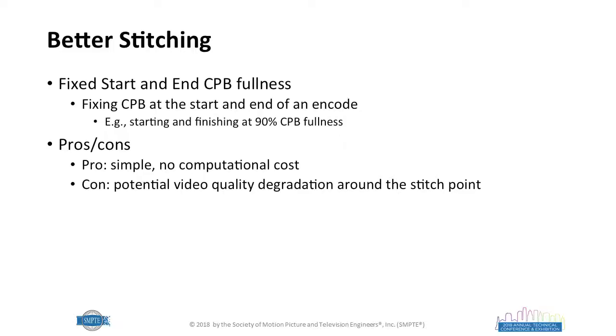So what do we do? We can start by specifying at the beginning and the end of the encode what the CPB fullness state should be. This is great because there's really no computational cost associated with it, but once again, you can start to have some potential quality issues around that stitch point because you may be artificially lowering the amount of bits that you can allocate.